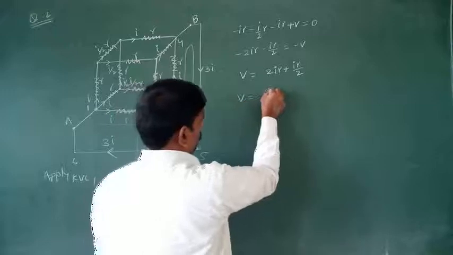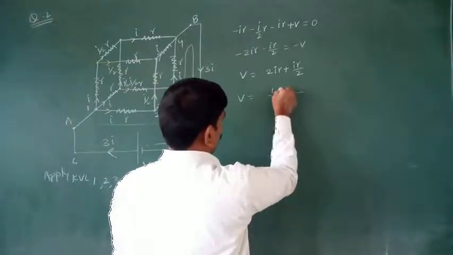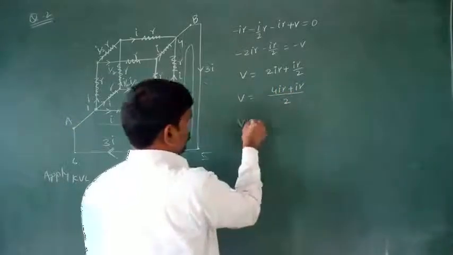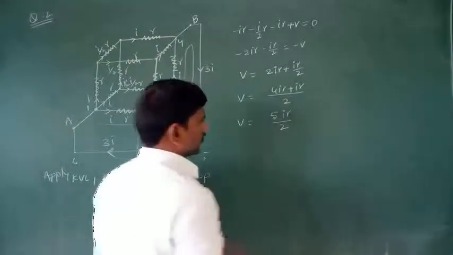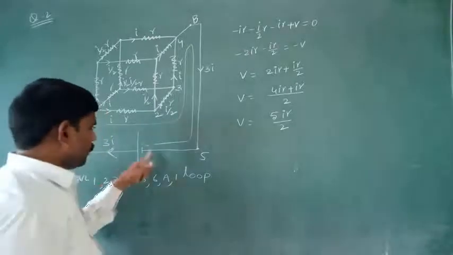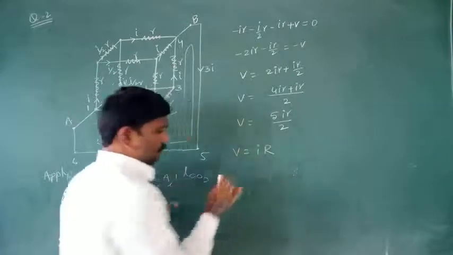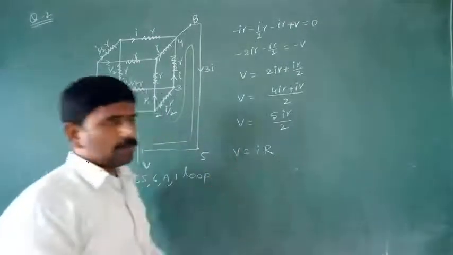Therefore, V is equal to 5 into IR by 2. Actually, we want to find out the effective resistance. Here, according to Ohm's law, V is equal to I into R.